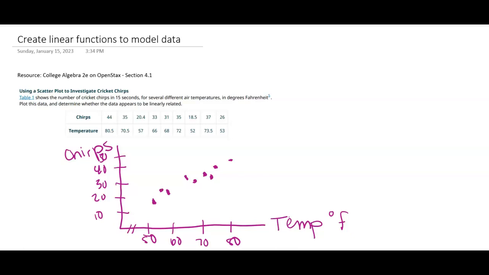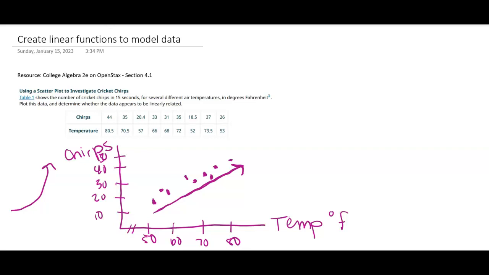Now, it says, does this data look to be linearly related? Well, you can see it definitely looks like the number of chirps increases as temperature increases. So I would say yes. Some data might look curved, like it might look like this. This doesn't do that. It looks like over time, this isn't exact, but it's pretty close.